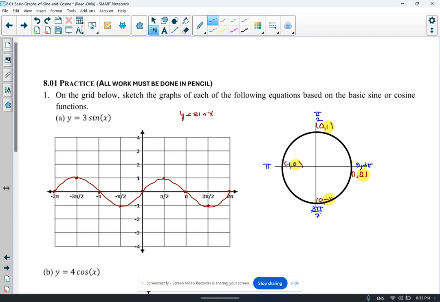And notice with the sine curve, one cycle is you're starting at the midline or the baseline. You're going to the maximum. You're going back to the midline. Then you're going to the minimum, and then you're going back to the midline. So the pattern is 0, 1, 0, -1, 0.